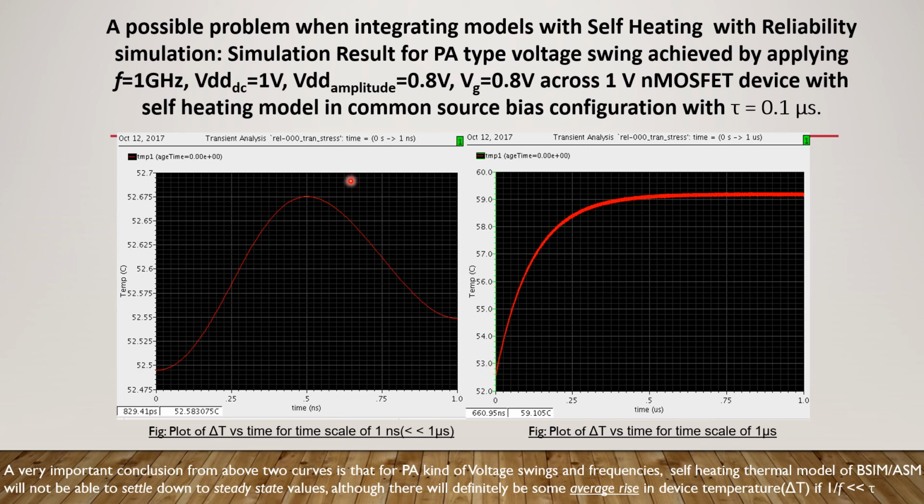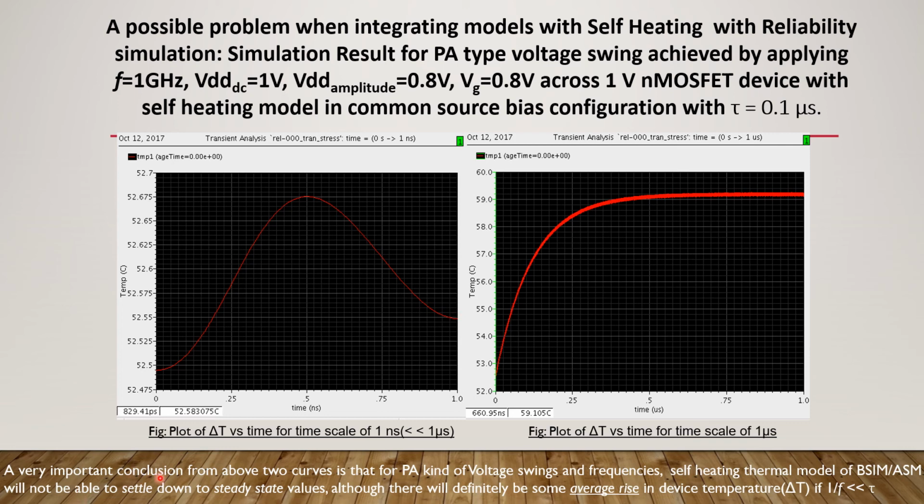So it's not a steady state waveform, this is a transient waveform. Steady state is this: let's say the temperature reaches a value of 59 degrees from 52 degrees. So this is the point we want to capture for a power amplifier, and not these points, right?